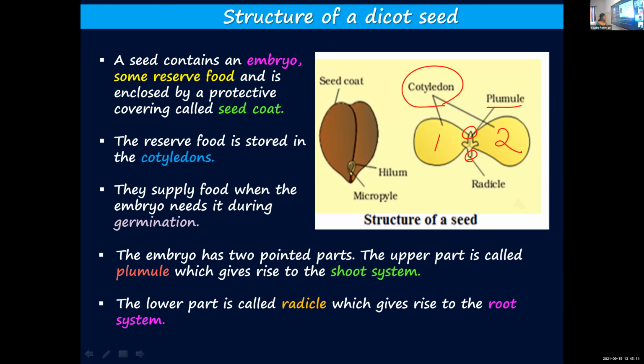And there is plumule. The embryo consists of an upper part known as plumule, which will develop into the shoot system. So plumule is known as future shoot. Similarly, the lower portion we can see radicle. Radicle is future root. It will develop into the root system of the plant.